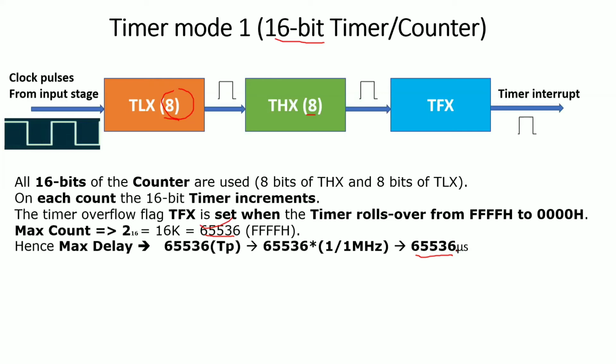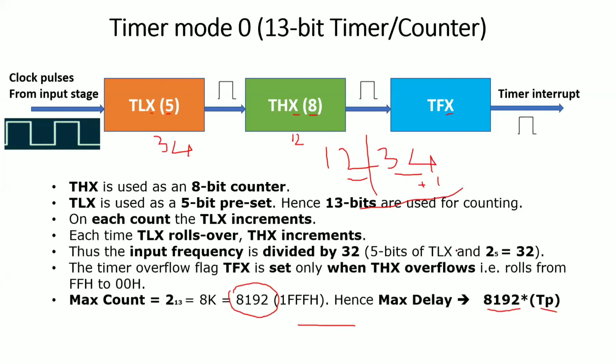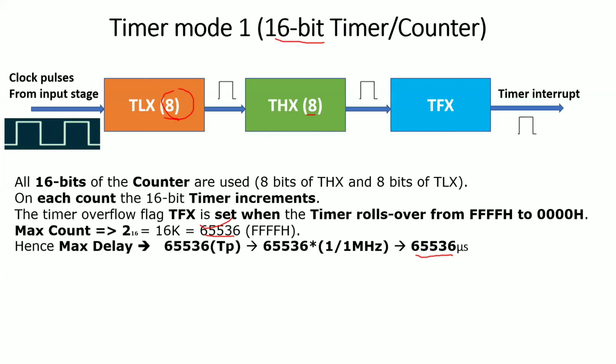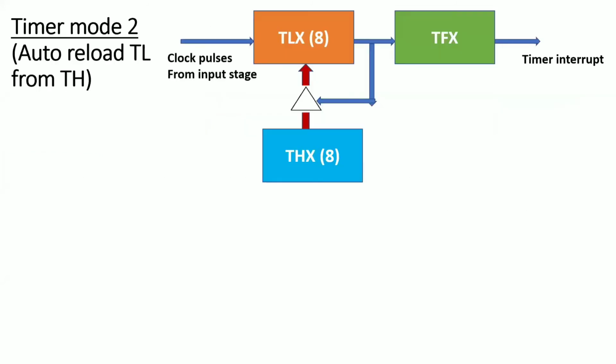If you take the other 3 modes, the maximum delay we will get is in mode 1. So if you want to use any mode of the timers, the obvious first choice is mode 1, because it will generate the maximum delay. If you compare with the previous mode, we get only 8192 microseconds, but here we are getting 65,536 microseconds. Understood this point? Now come to the next mode, timer mode 2.